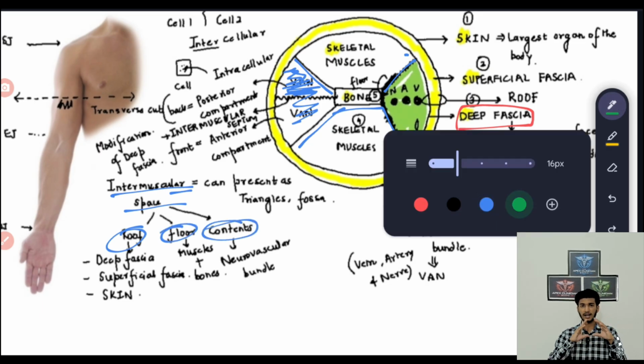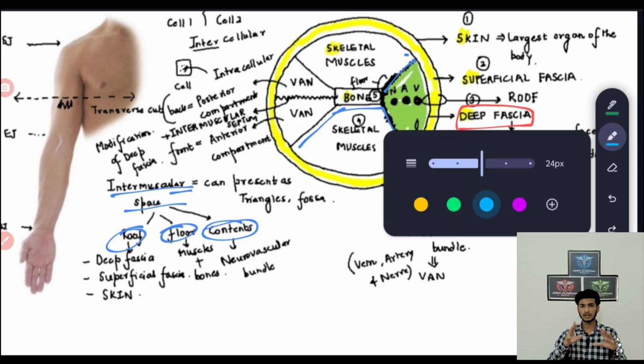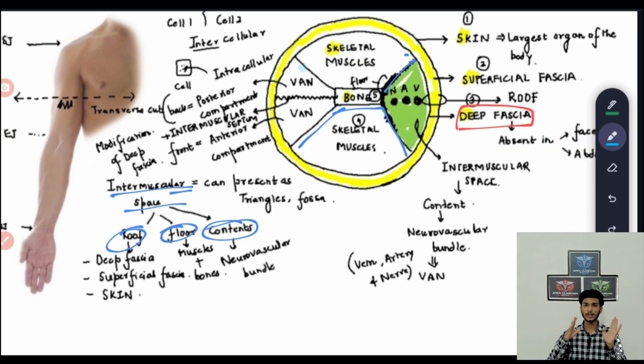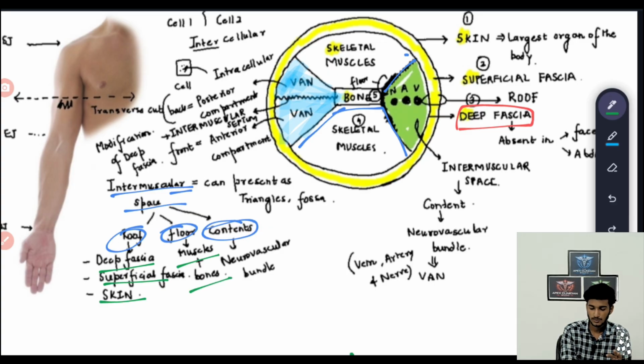So this acts as a triangle or fossa. This space helps in passing the neurovascular bundles. It helps in passing the fluids and everything from one part to another, from joint to joint. The roof consists of the deep fascia, the superficial fascia, and the skin. From lower side to upper side, we are moving from the deep fascia, the superficial fascia, and the skin. This is present in the upper part of the intermuscular space. On the floor part, you can appreciate the muscle fascia and bones.